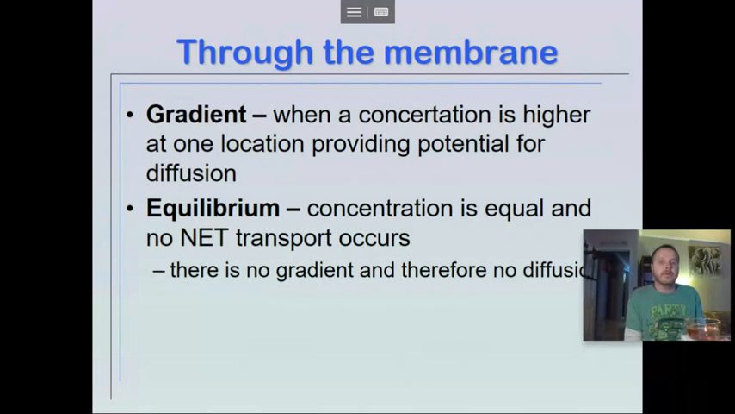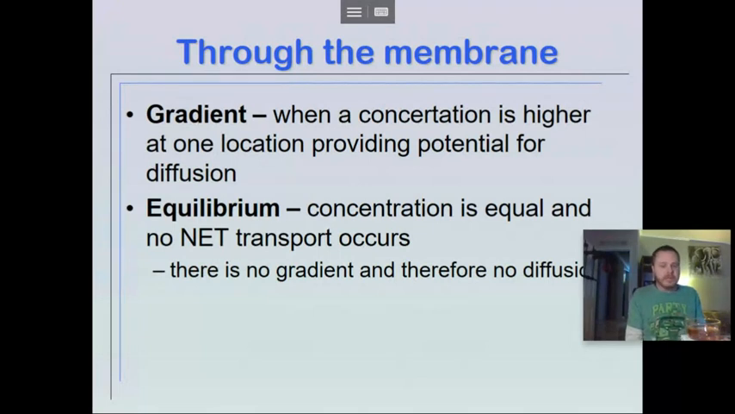If we talk about a thermal gradient, sometimes you'll hear weathermen talking about a thermal gradient. That means you've got a potential for the higher temperature air to move to a location of lower temperature air. And if it occurs too rapidly and you get circulation, then we get tornadoes. Equilibrium is when the concentration is equal throughout all parts, and there's no net transport.